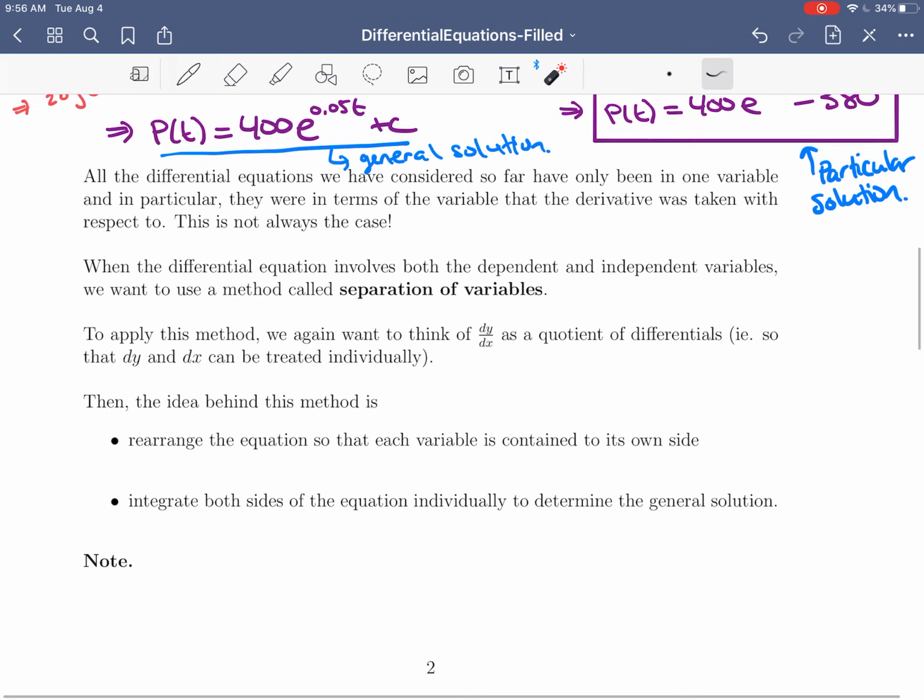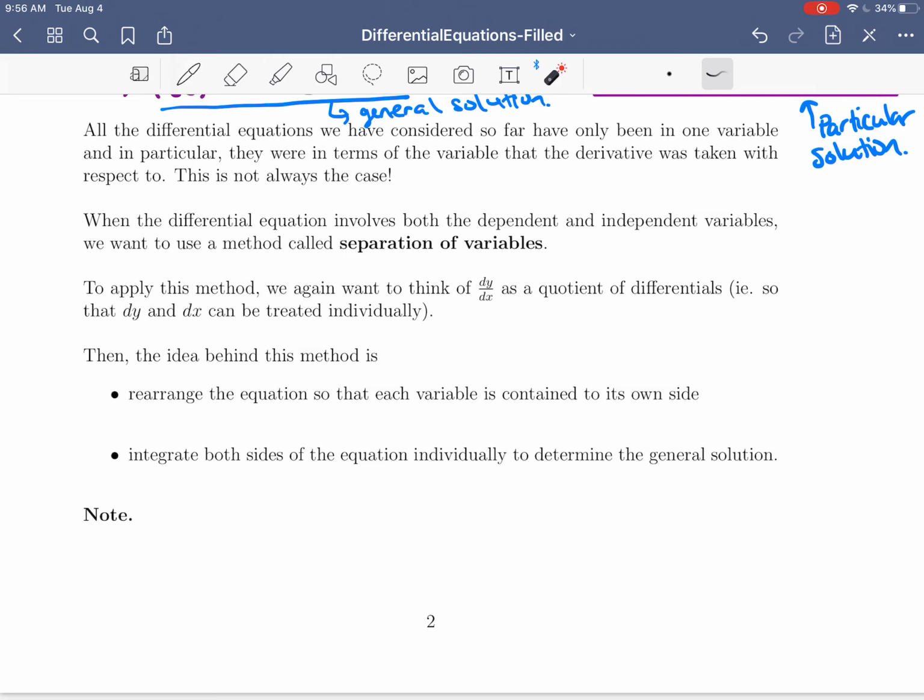So to use separation of variables, what we want to do is think of, like we did before, dy over dx as a quotient of differentials. That means that dy and dx have individual meanings, and they can be treated individually. So then what we're going to do is rearrange the equation so that each variable is contained to its own side. Hence the name. So the first step is essentially to separate the variables.